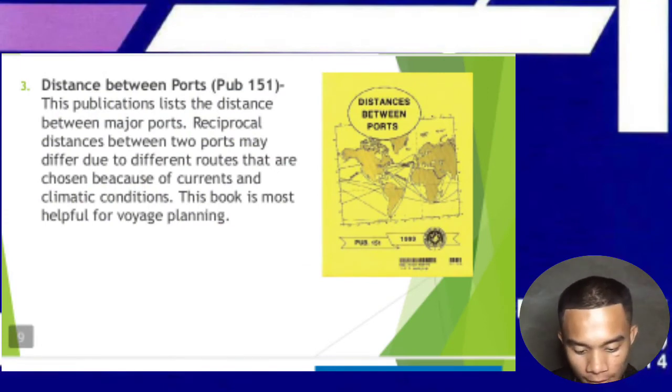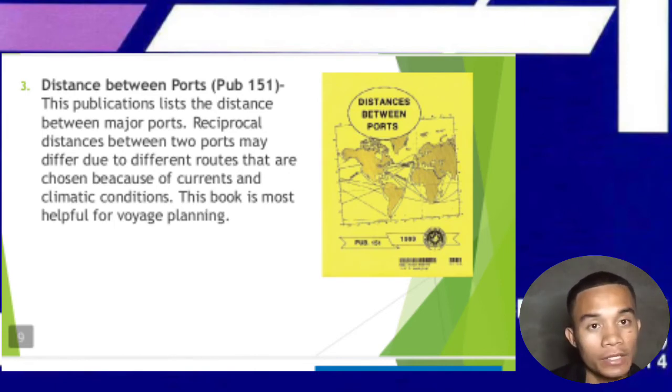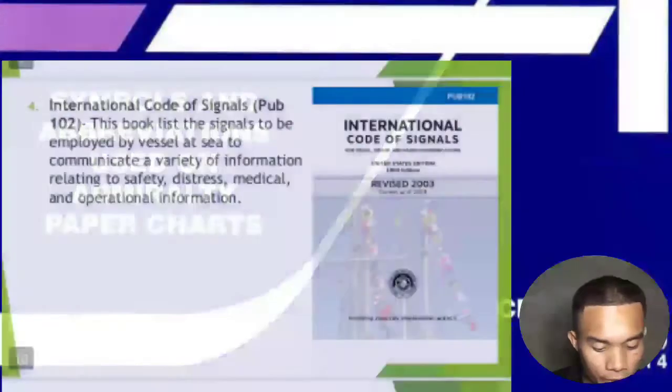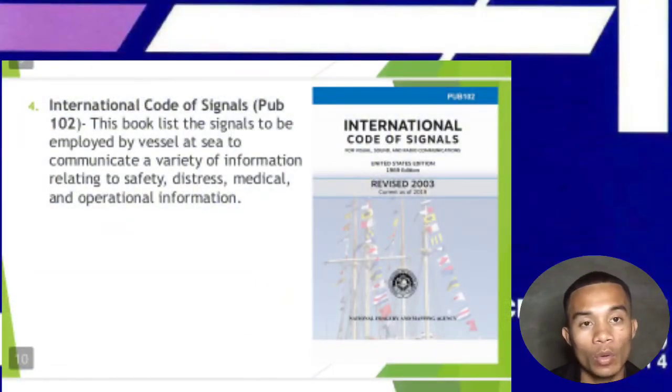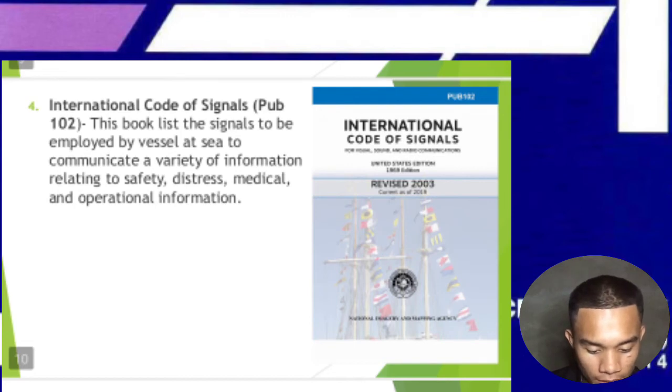Distances Between Ports, Publication 151. This publication lists the distances between major ports, which differ due to different routes that are chosen because of currents and climatic conditions. This book is most helpful for voyage planning. International Code of Signals, Publication 102. This book lists the signals to be employed by vessels at sea to communicate a variety of information relating to safety, distress, medical information, and operations.